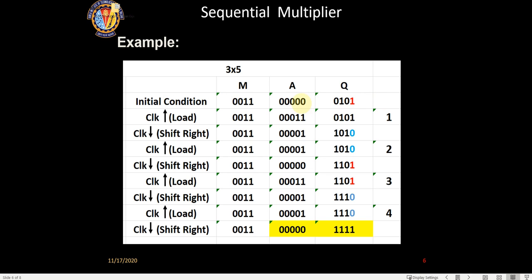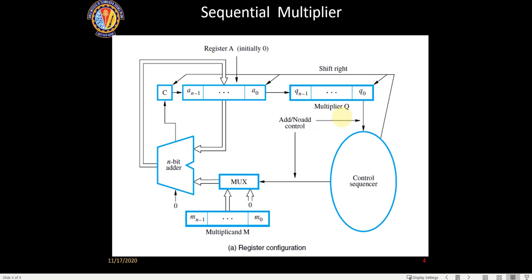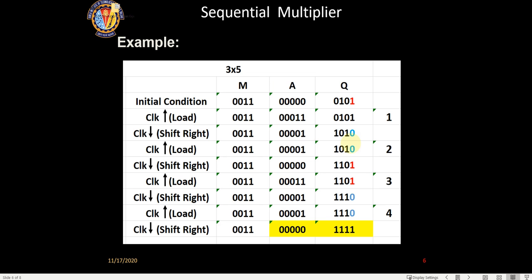We have put 0 here, right? We have put 5 here and 3 here in M and Q. Is it okay with all of you? This is M, this is Q. So why the initial values? I mean, the initial condition, is it? Yes, we have to tell now what to multiply.